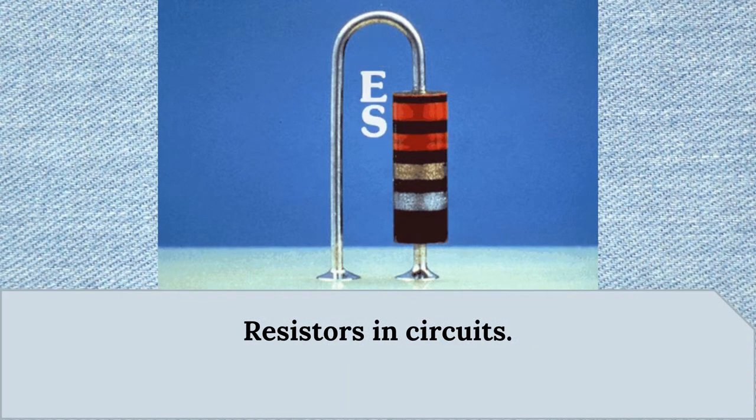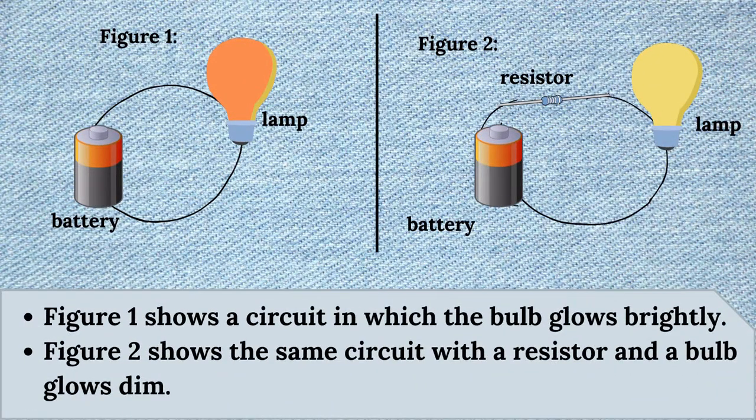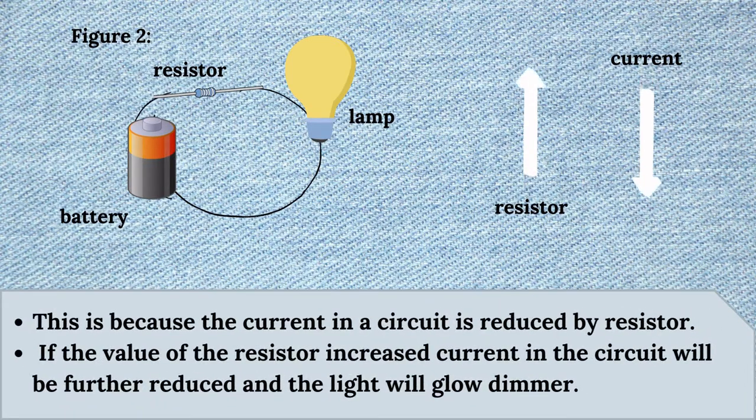Resistors in circuits. Figure 1 shows a circuit in which the bulb glows brightly. Figure 2 shows the same circuit with a resistor, and the bulb glows dim. This is because the current in a circuit is reduced by a resistor. If the value of the resistor is increased, the current in the circuit will be further reduced and the light will glow dimmer.